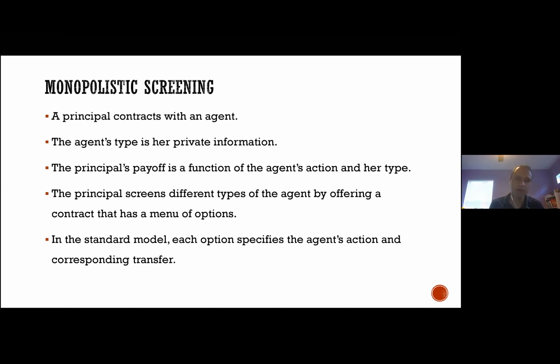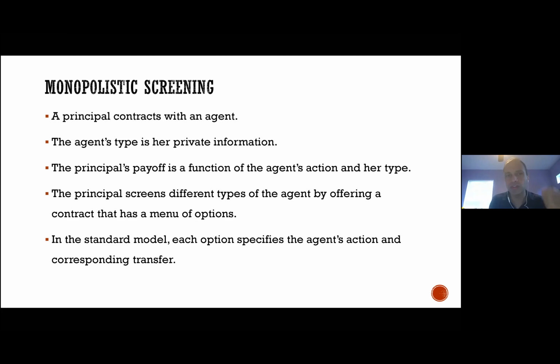And how does he do that? He does that by offering a contract which is actually a menu of options. So it's not a singleton, but it has multiple choices. And when two different types of the agent choose two different options, then the principal is able to distinguish between those two. Now, the key thing in standard screening models is that each option in the menu is typically a pair, which specifies both the action that the agent must undertake and the corresponding transfer payment, either to or from the agent, that will be obtained when the agent takes that action. So it's typically a pair: an action and a transfer payment.